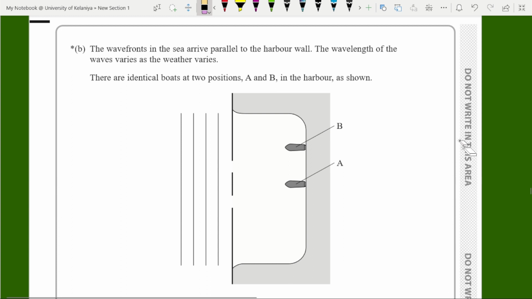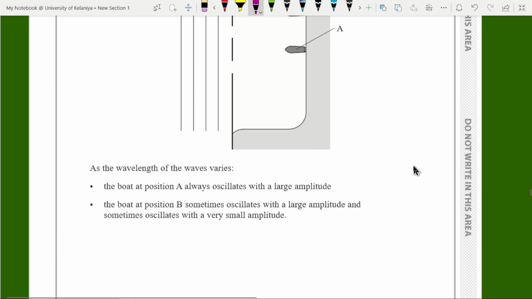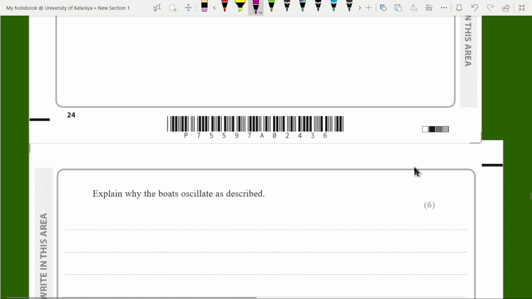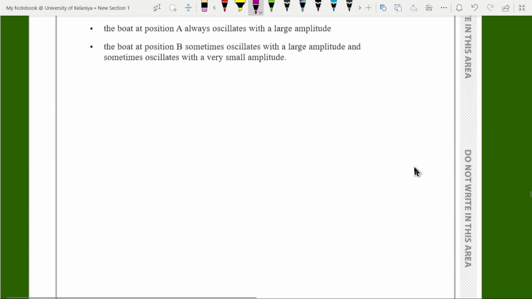Here in part B, the optics question. The wavefronts in the sea arrive parallel to the harbor wall. The wavelengths of the waves vary as the weather varies. There are identical boats at two positions A and B in the harbor as shown in the diagram. As the wavelength of the wave varies, the boat at position A always oscillates with a large amplitude. The boat at position B sometimes oscillates with a large amplitude and sometimes with a small amplitude. Explain why the boats oscillate as described.